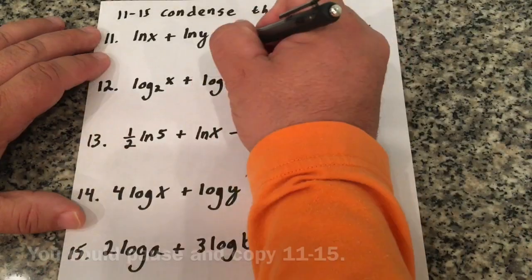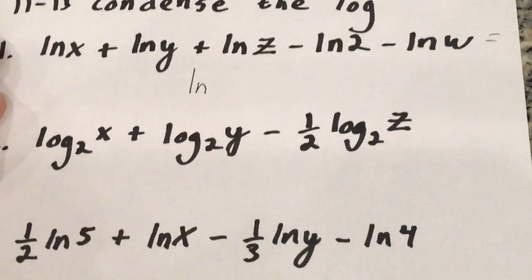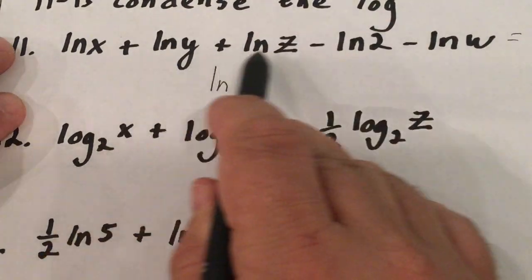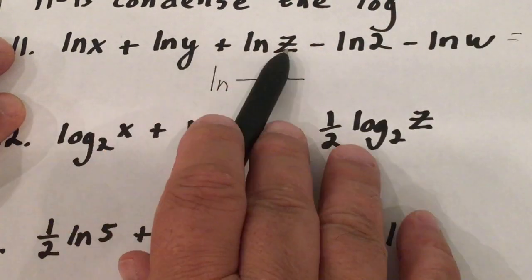It's going to be one term, a single logarithm, or a natural log, ln. And then I look for any minus signs. Notice there's a minus sign. As soon as I see a minus sign, I put a fraction bar. And then whatever's being added goes on top of the fraction bar.